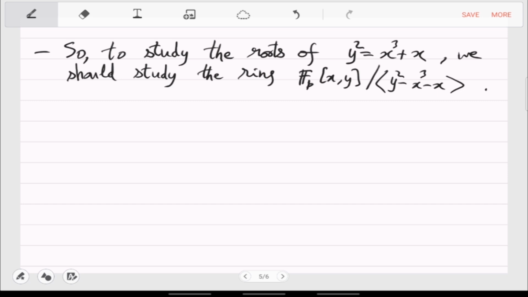Now it's not very clear. First of all, if you are not aware of this notation, you have to practice it. What this is saying is that you have the polynomial ring in two variables over Fp, and y square minus x cube minus x generates an ideal. So it's not a single polynomial, but actually all the polynomials which are multiples of this, and we are quotienting out by it. So this is the quotient ring. Instead of studying the roots as points in Fp squared, you should study this quotient ring. So that's again the transition from geometry to algebra.